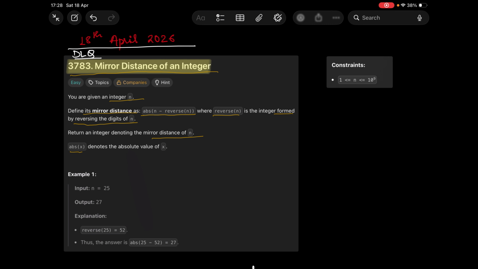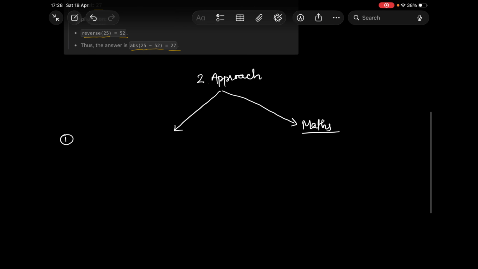Absolute of x denotes the absolute value of x. So here, if you see the example, n is equal to 25, output is 27. How? The reverse of 25 is 52, and when we do the absolute difference between 25 and 52, it's 27. So this is actually a very simple problem. There are two ways to solve this problem. Let's discuss that. So there are two approaches.